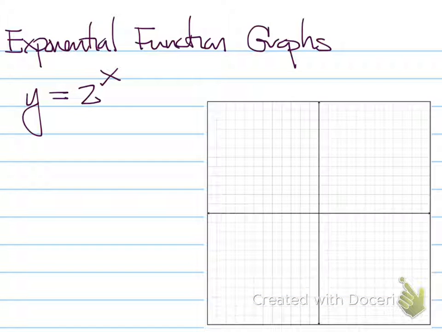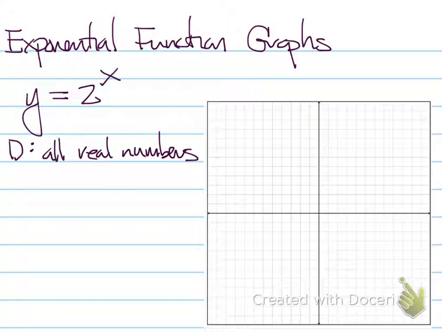Let's first take a look at the graphs of exponential functions. Take, for example, y equals 2 to the x power. The domain is all real numbers. X can have any value. The range is going to go from 0 to infinity. Regardless of what number you plug in for x, you will never get a negative number for y.